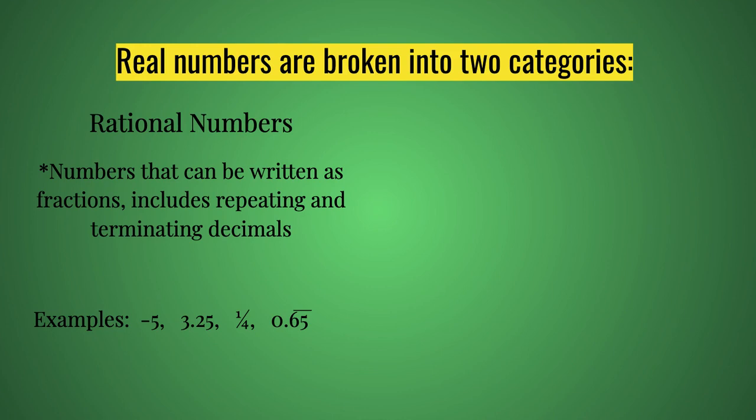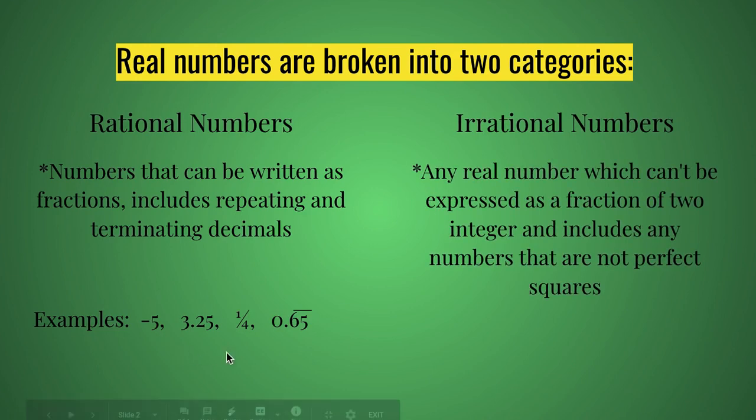The second main category under real numbers is what we call irrational numbers. Irrational numbers are any real numbers that can't be expressed as a fraction of two integers. That's going to include any numbers that are not considered perfect squares. So I realize that we're asking you to think about what is a perfect square. Perfect squares goes back to your square roots. If you think about the square root of 25, most of you know the square root of 25 is 5. That's considered a perfect square. Square root of 16 is 4. That's considered a perfect square.